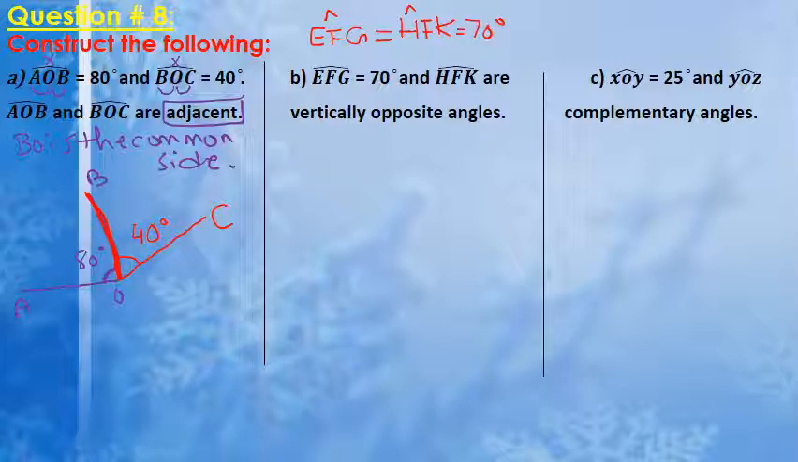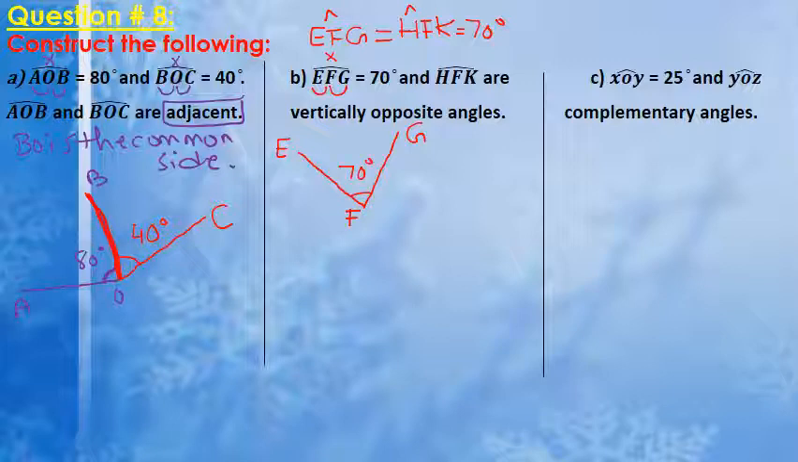The first angle, the vertex is F. The sides are FE and FG. We draw angle EFG equals 70 degrees. This is EF. Using a long ruler, we draw it with a protractor. We assign the 70 degrees, and this is angle EFG, which is 70 degrees.